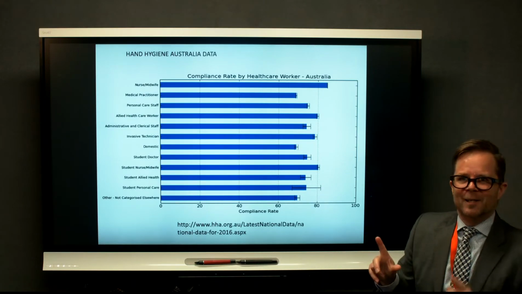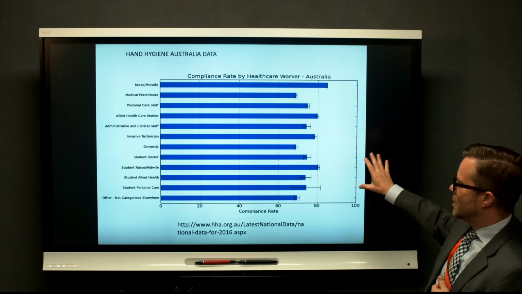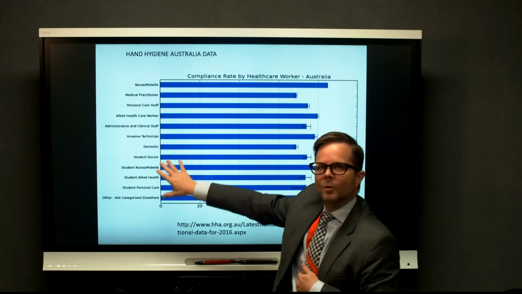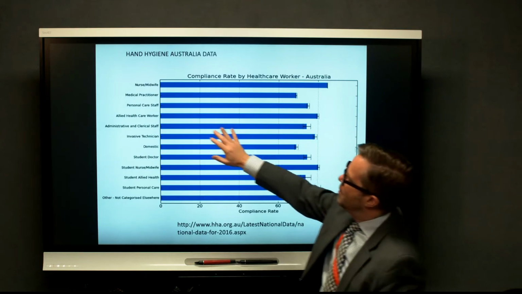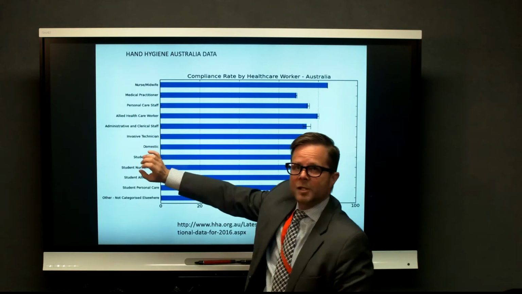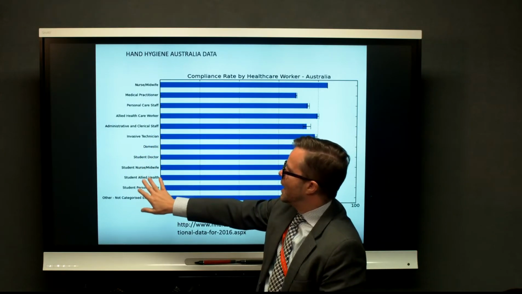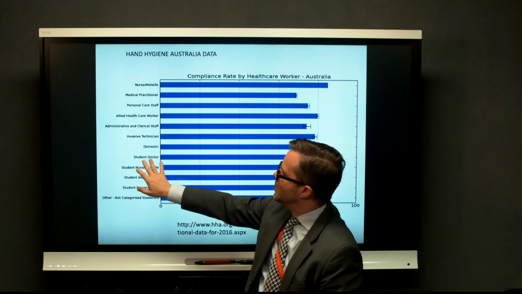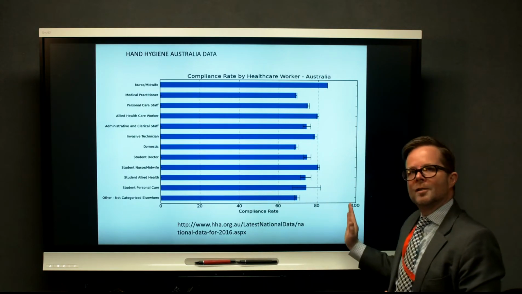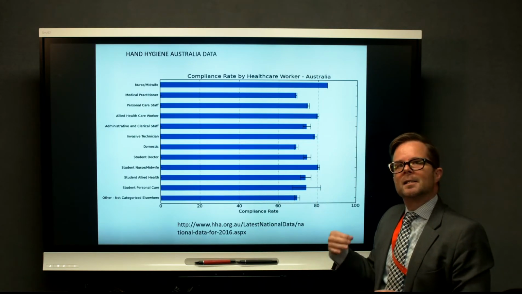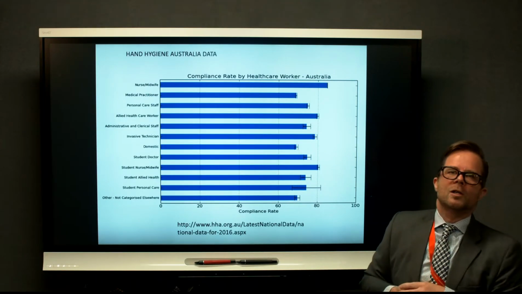But let's have a look at the data here, because this is really very interesting. So this is data from that database that I talked about, where they examined a whole bunch of people working in healthcare environments. So nurses, midwives, personal care staff, medical practitioners or doctors, excuse me, student doctors, domestic workers, allied health students, student nurses, for example. And they showed, or they measured, the compliance rate. So the compliance rate is the rate at which people comply with the rules of hand hygiene.